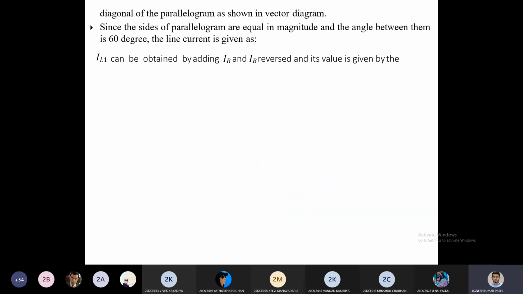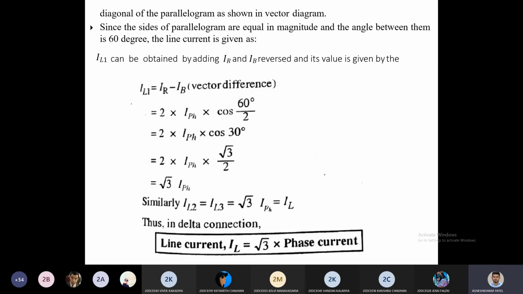Now let us see the equation. The equation you will get is again IR minus IB results in 2 into I phase into cos 60 by 2, and at the end you will get the same relation that you got for the star. For delta you get IL is equal to root 3 times I phase. The only difference is that there the line was leading, here your line is lagging by 30 degrees. So it was leading compared to phase there, here it is lagging compared to phase. So this is the relation in delta.